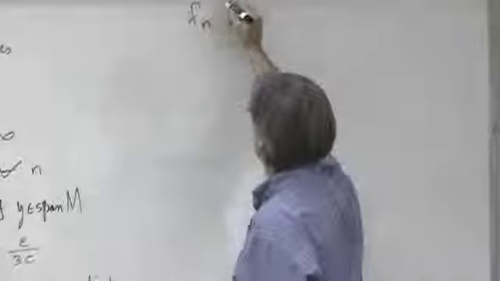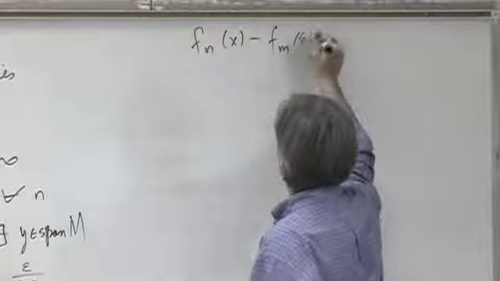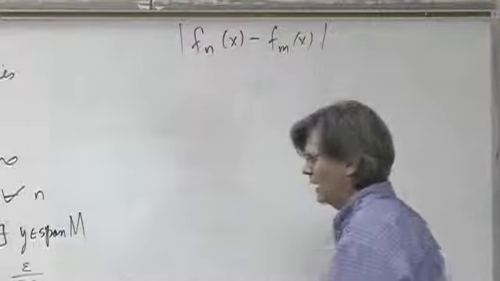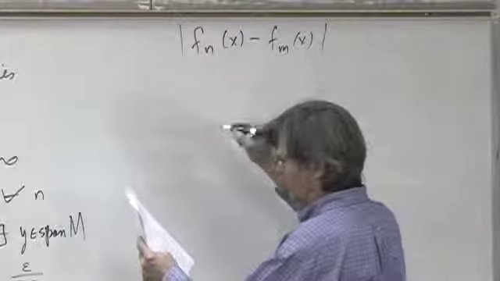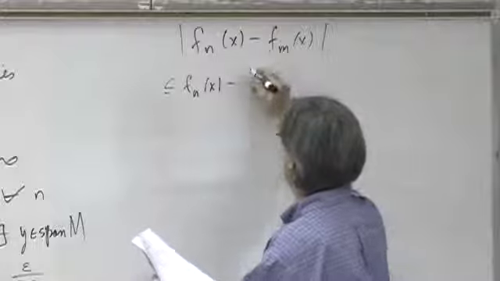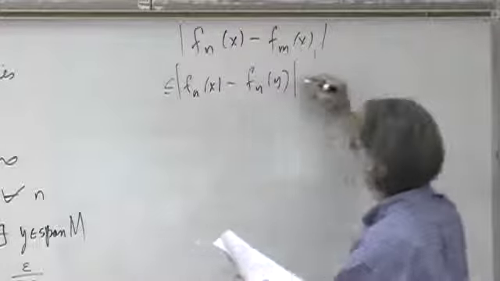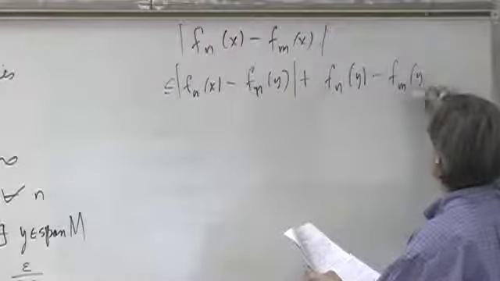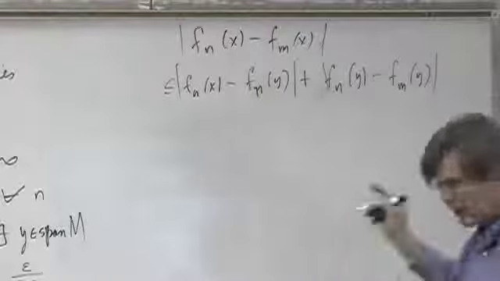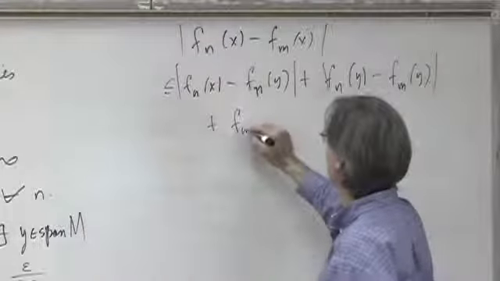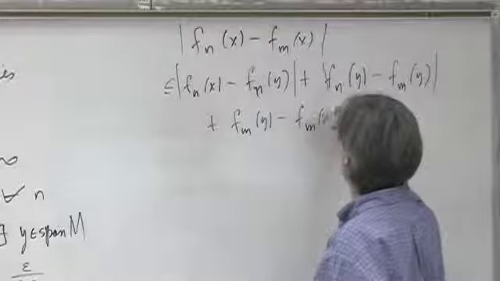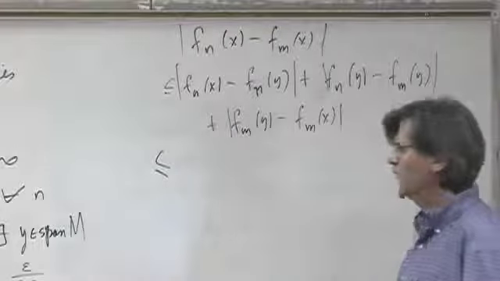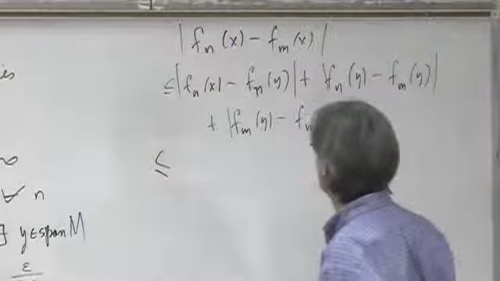So what I have is Fn of x minus Fm of x. How could I write that? This is going to be a triangle inequality idea where you use Fn of x and Fn of y. So this is less than or equal to the norm of Fn of x minus Fn of y, plus Fn of y minus Fm of y, which I already know how to control because Fn of y is Cauchy, plus Fm of y minus Fm of x. The first and third terms I'm going to bound using x minus y less than epsilon over 3c, and the fact that the norms are all less than or equal to c.